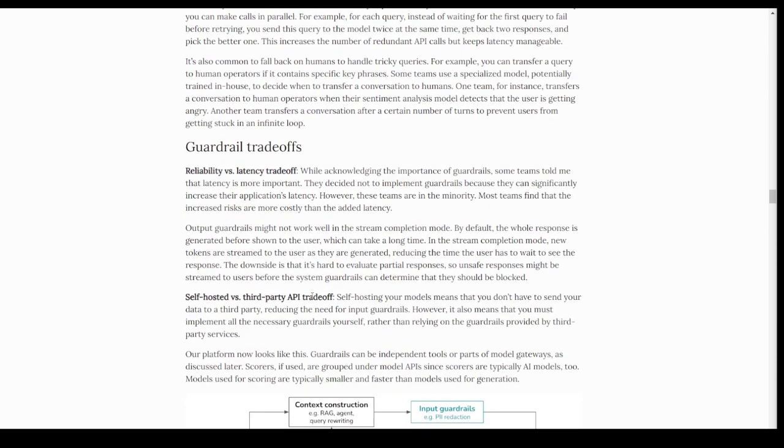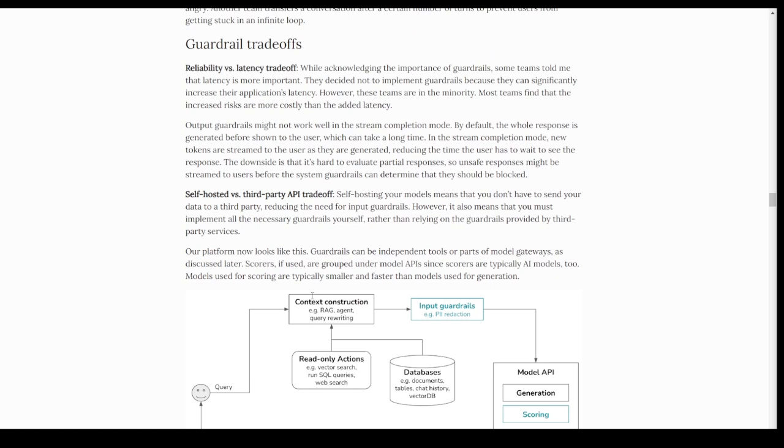Finally, because of guardrails, we do have a lot of trade-offs. But the most important trade-off that we see is the reliability versus latency trade-off. While we know that using these guardrails increases the reliability of the model, the outputs, or the inputs that we have, at the same time, it's increasing the latency. This is a trade-off, and I think most organizations go with reliability as compared to latency.